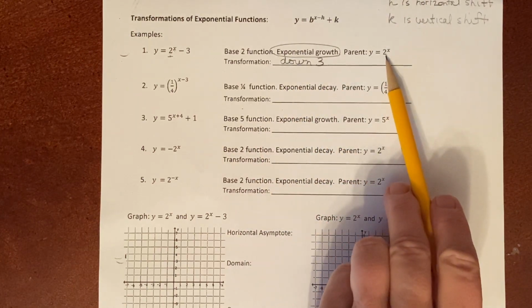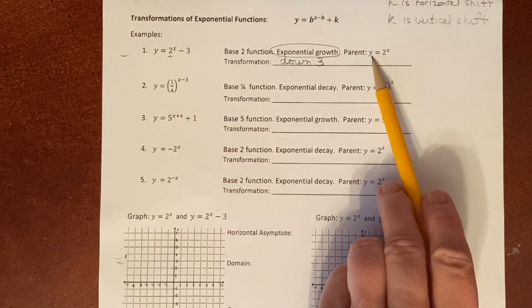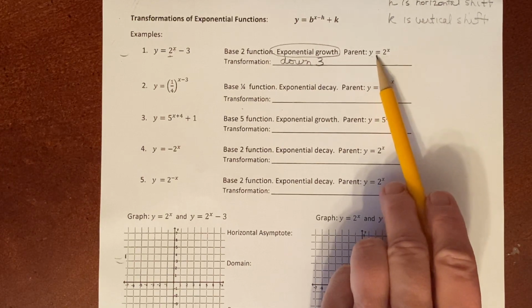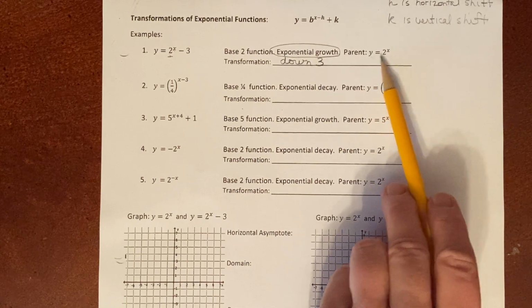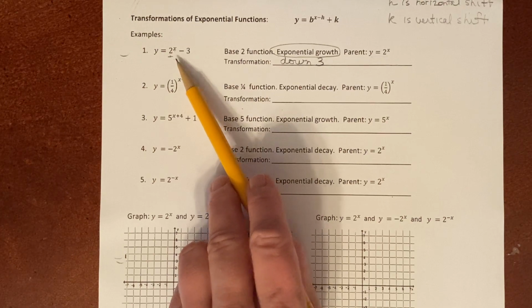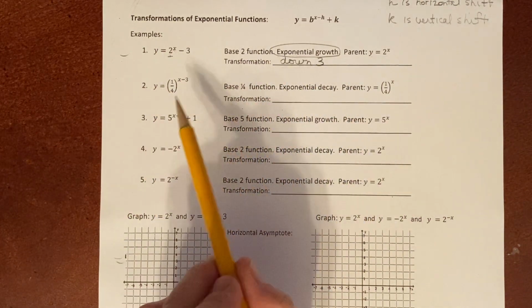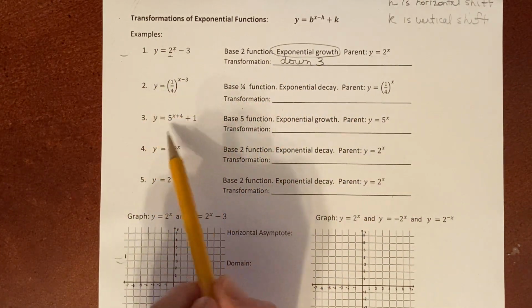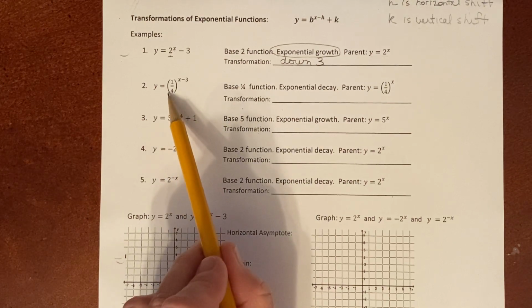We might choose a couple of points that are on the parent function and then take those points and move them down 3 to produce this new graph right here. All right, we'll look at some graphing of it in just a minute, but let's just identify the transformations based on the equations we're given.